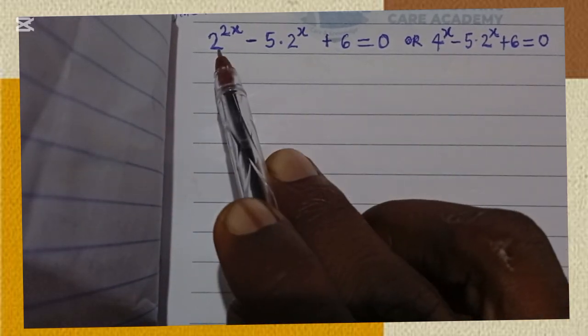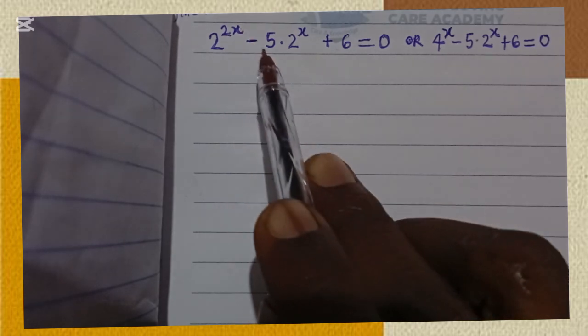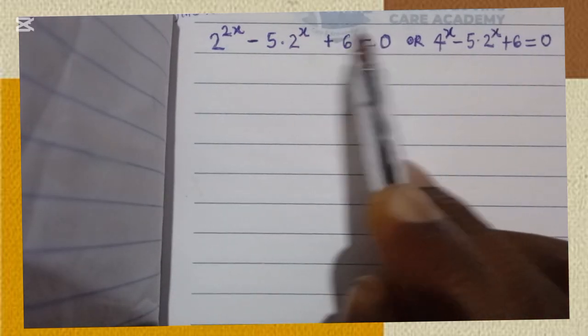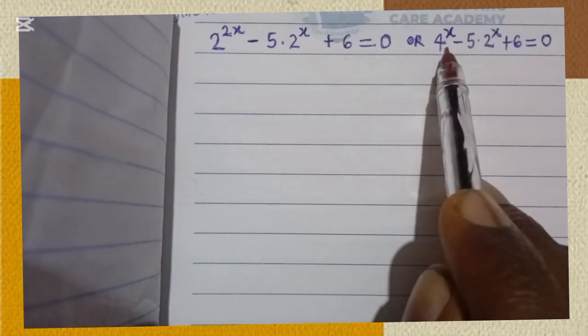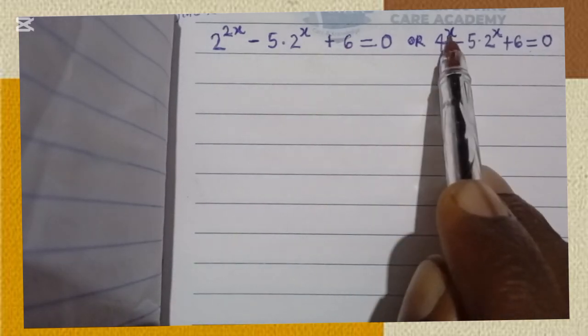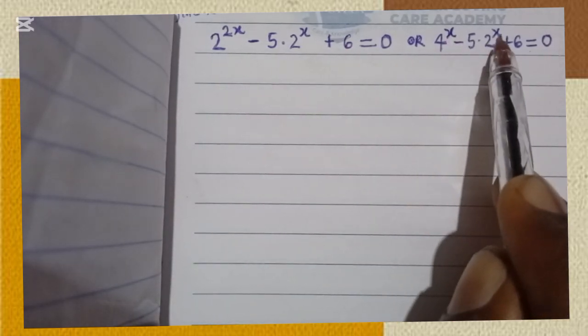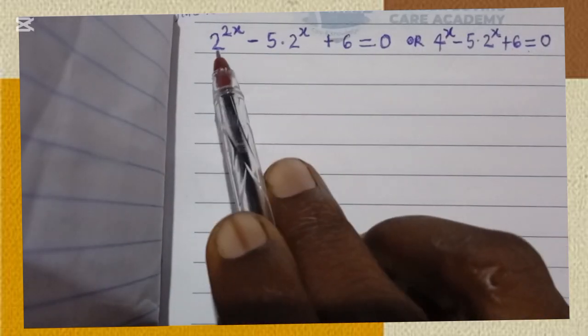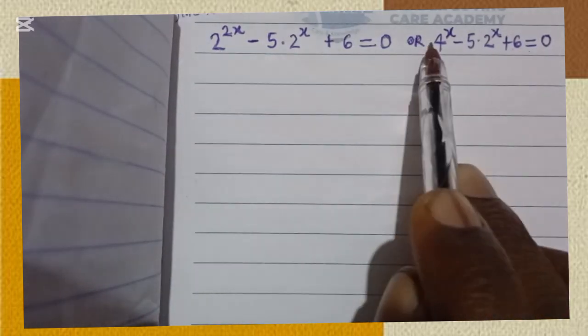So what we have is 2 raised to the power of 2x minus 5 times 2 raised to the power of x plus 6 is equal to 0. This expression can also be written in this form: 4 to the power of x minus 5 times 2 to the power of x plus 6, because the first term, 2 raised to the power of 2, is actually 4.